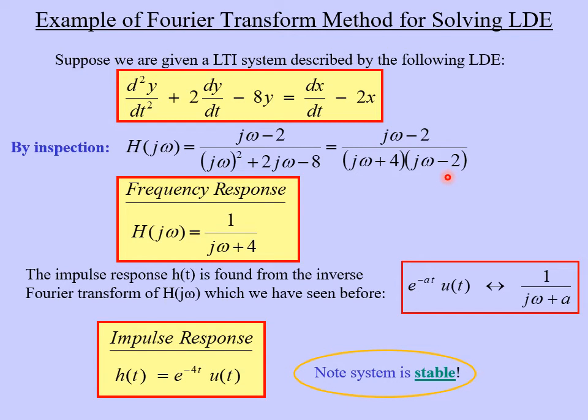And the nice thing with this example is this top term cancels this term in the bottom. And we end up, here is our frequency response for this system. H of j omega is equal to 1 over j omega plus 4.